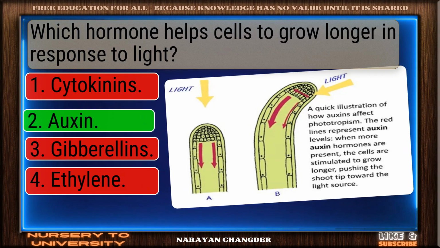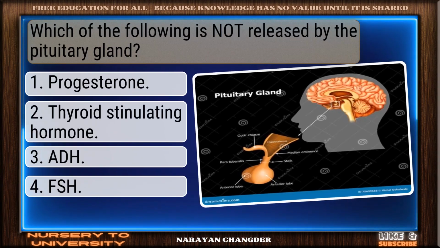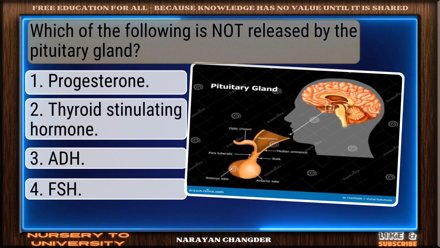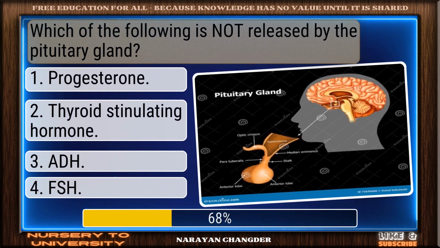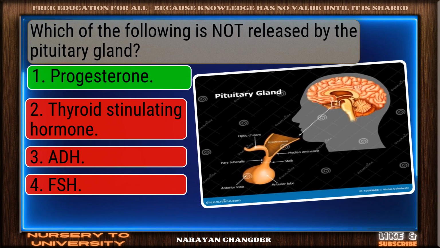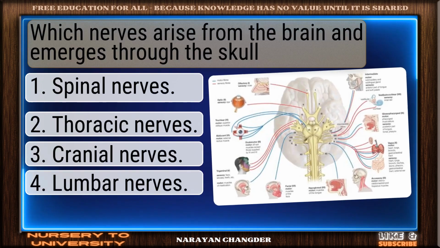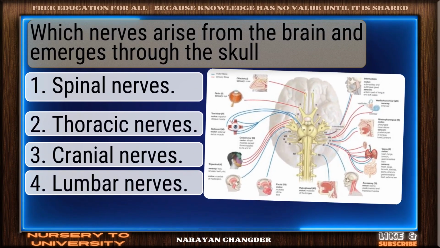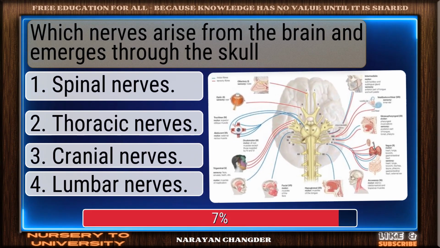Smart pick. Auxin is correct. Which of the following is not released by the pituitary gland? Strong choice. Progesterone is right. Which nerves arise from the brain and emerge through the skull?